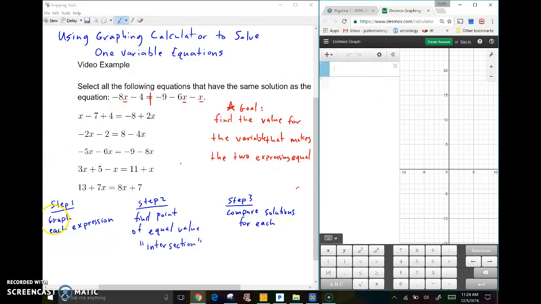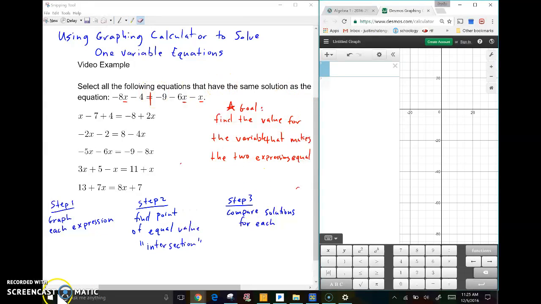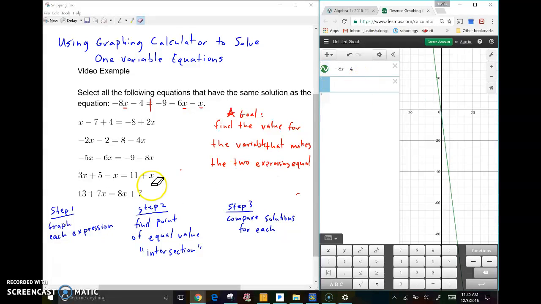The first thing I'm going to do is graph each expression. So we have negative 8x minus 4, and then in a separate bar we'll type in the other expression, negative 9 minus 6x minus x. So I've graphed the two expressions.